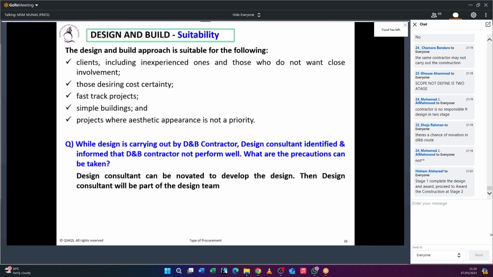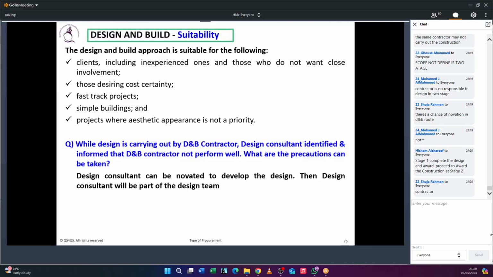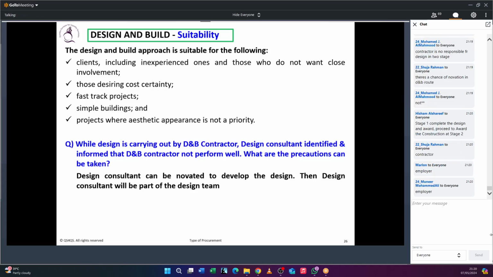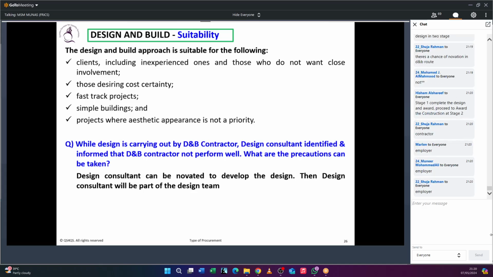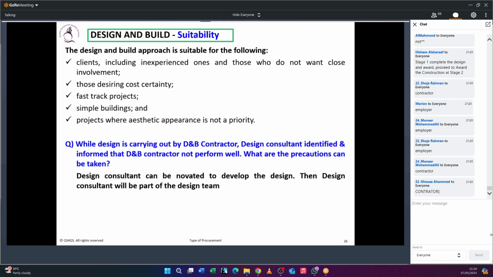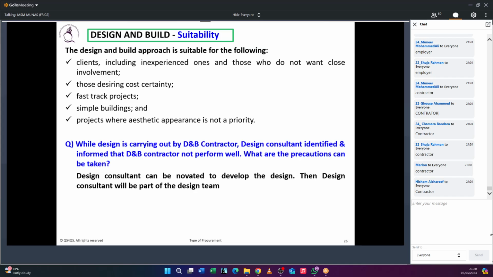So who's responsible for design under the two stage? Who? Employer. If you say contractor, you have to study very well. Okay, you have to study. Now, under the design and build, who's responsible for the design? Contractor.